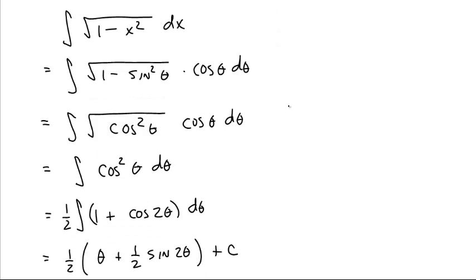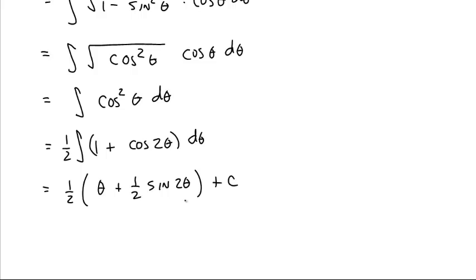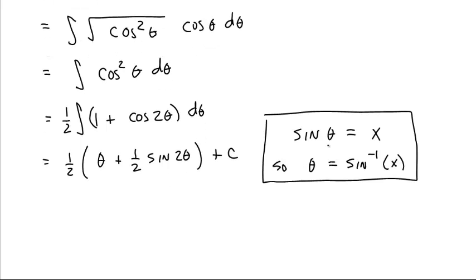So x is sine of theta. We don't have a sine of theta, we have a sine of 2 theta. Well, first of all, if x is sine of theta, then theta is sine inverse of x. So this theta here is the arc sine of x.